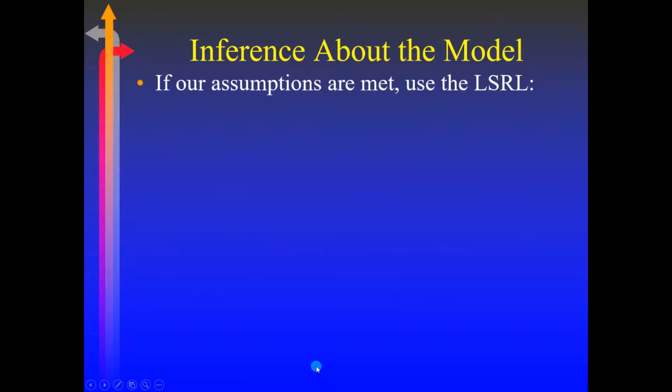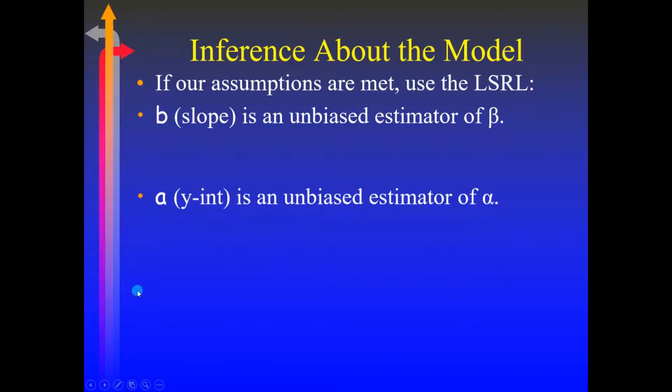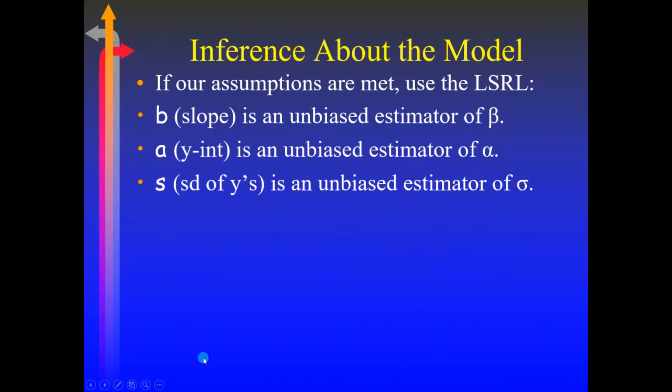Okay, so if you meet assumptions, then we use the least squares regression line to have b, the slope, from the sample, as an unbiased estimator of beta, the true population slope. A, the y-intercept from the sample, is an unbiased estimator of alpha, the y-intercept from the entire population. And now this is the new one. We're going to have to spend a little bit of time on this.